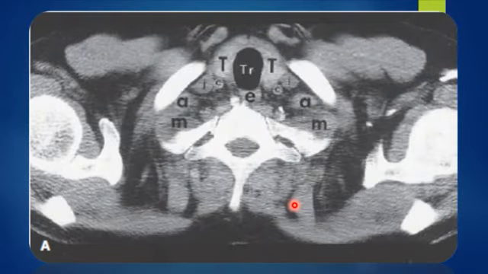this is the thoracic outlet. The thymus is not seen in this session. It is the thoracic outlet. Here we can see the trachea, the thyroid, esophagus, common carotid, internal jugular, and the muscles.